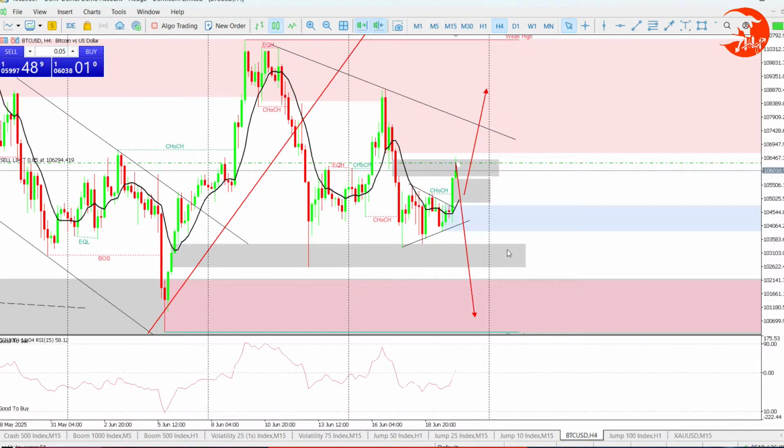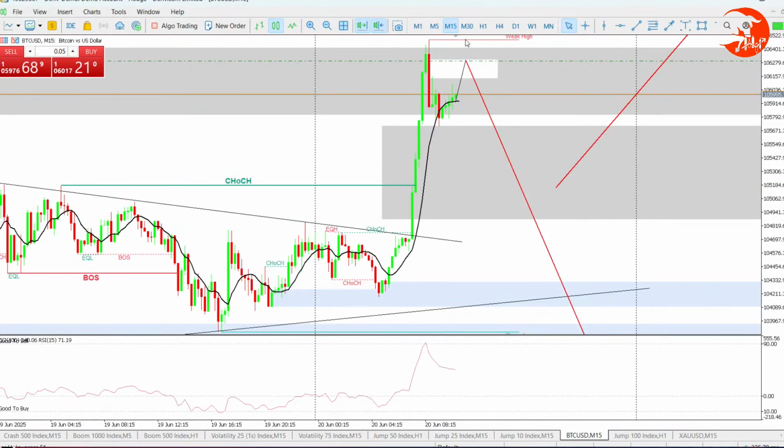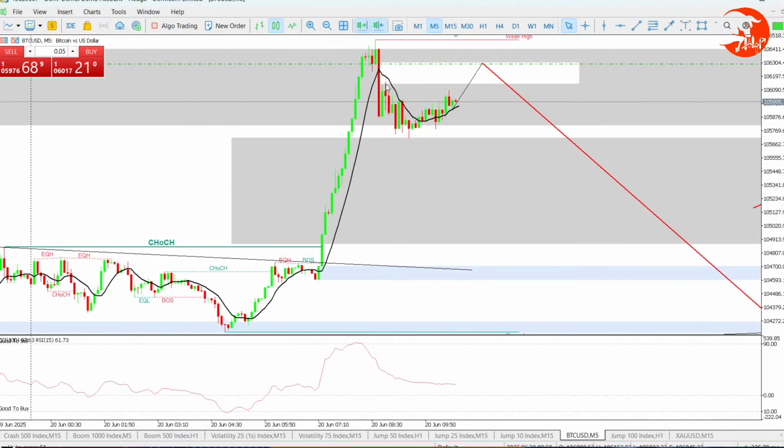I love analyzing. I just love analyzing. Something like this, when I see it, I feel like entering. But of course, waiting and being patient for a pullback like this will also be a good thing. So for now, let me be a bit patient for that kind of pullback.